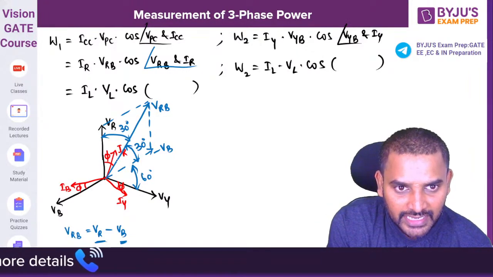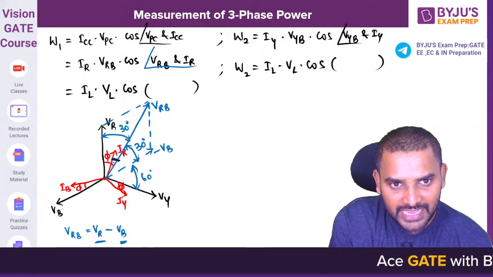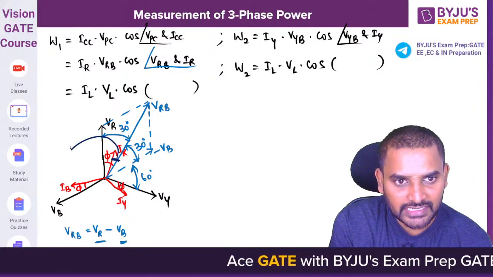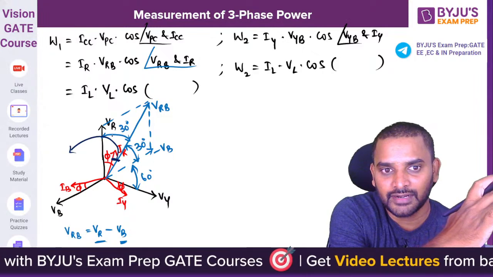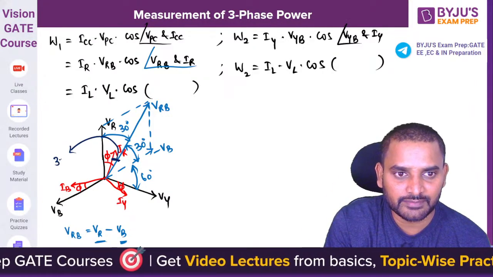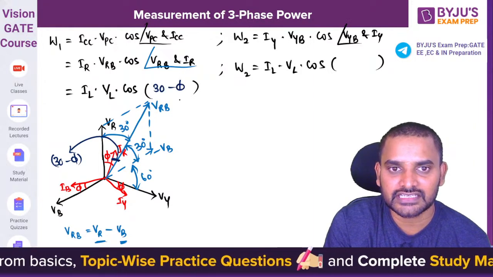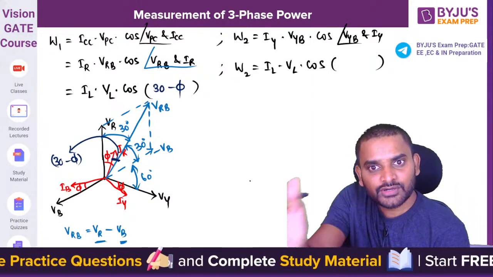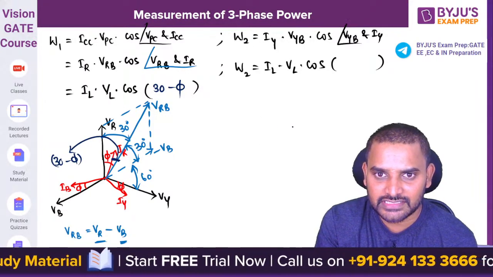VRB is here and IR is here. So this is the angle we want. I can say that the angle is a total of 30 from VRB to VR, minus φ. So it will be 30 minus φ. Similarly, you can do it for wattmeter 2 also. If you do it for wattmeter 2, you will get it like this.